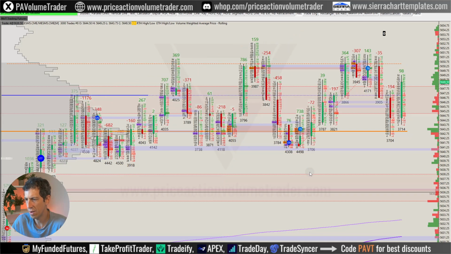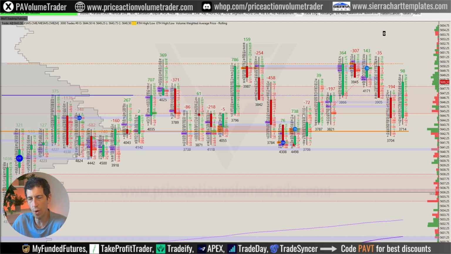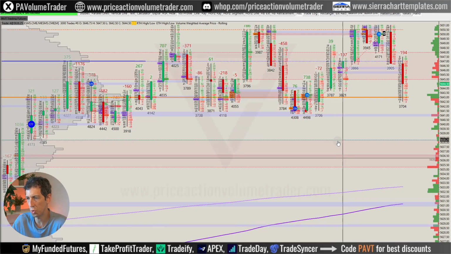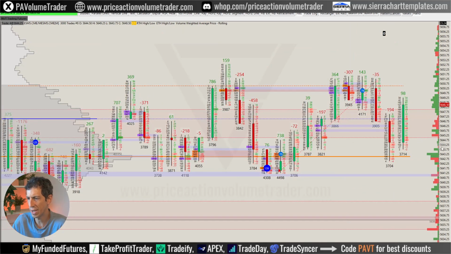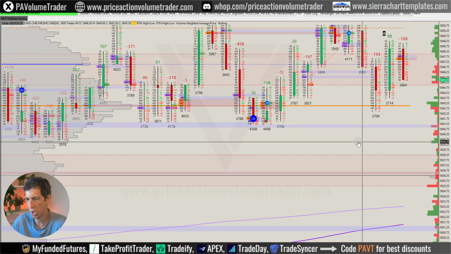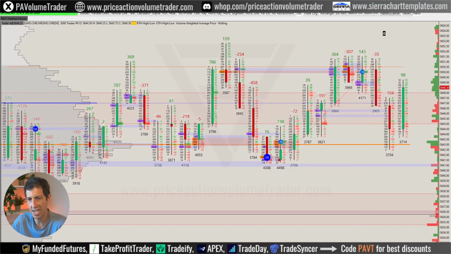At the time, I didn't wait for this entire candle to close, because at one time, if I zoom in here, this was looking like we were going to get a nice buying absorption, because you can see high volumes of buying here. And at one point, this candle was looking like a bearish pin bar candle with all these buyers trapped at the top.